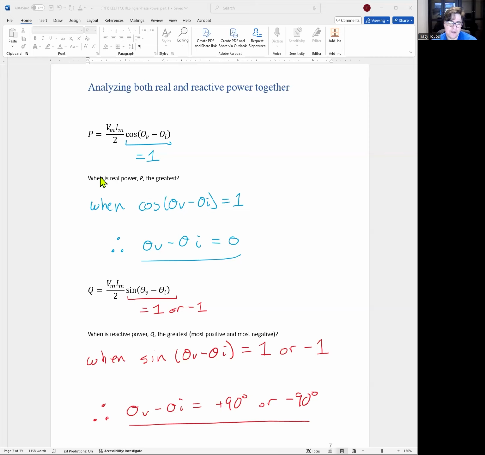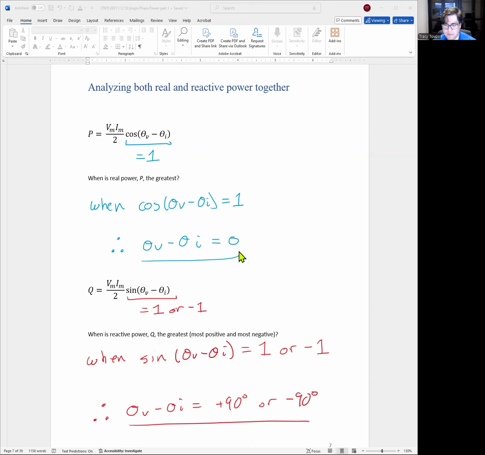Okay. Now, the question is when do we have the maximum amount of real power? Well, remember what a cosine function does. The maximum of a cosine function is always 1. And when is this 1? It's whenever the phase angle is 0, right?